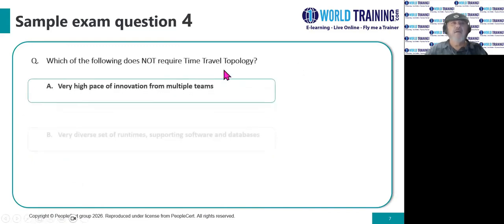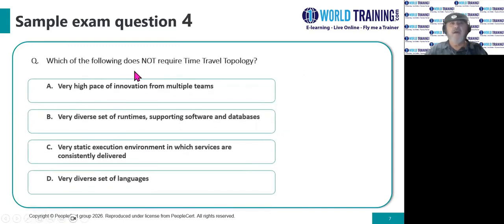Question 4, which of the following does not require time travel topology? Which does not. So 3 do and 1 doesn't. High pace of innovation from multiple teams. That's when you would use time travel topology. So that's not a good answer. Very diverse set of runtime, same thing. Very static execution environment in which services are constantly delivered. So that is a possible answer. You don't really need time travel topology for that because it's a static environment. Very diverse set of languages. Okay, so that would also not fit the question. So the best answer here is C, very static execution environment in which services are constantly delivered.